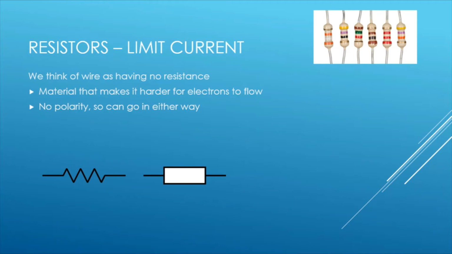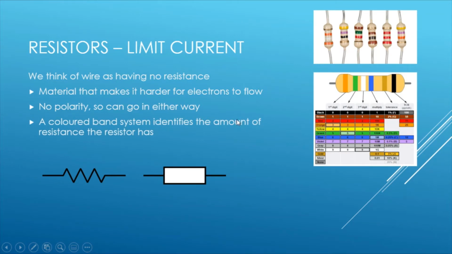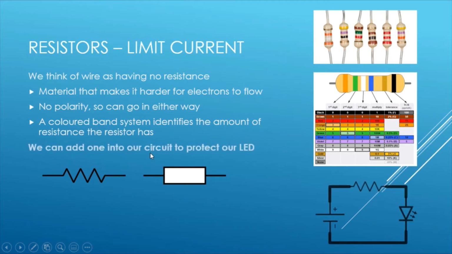They have no polarity, so you can put any one of these legs in either way, it doesn't matter. They do have a coloured band system, which helps you identify the amount of resistance that that resistor actually has. So these colours all identify the level of resistance of that resistor. And here you've got two different types of symbol. This shows exactly the same thing, just different standards. So you can draw it like this, or you can draw a square. Now we can add one to our circuit to prevent our LED from burning up. Okay.